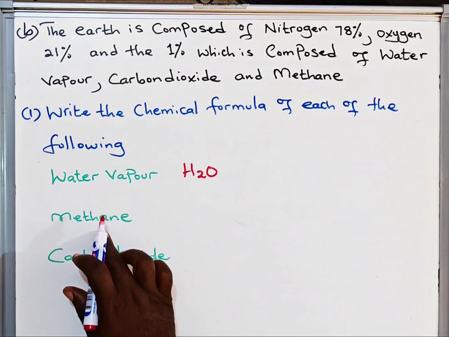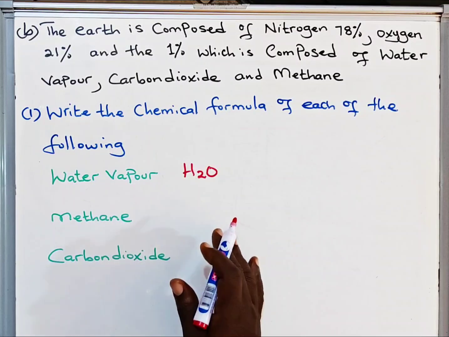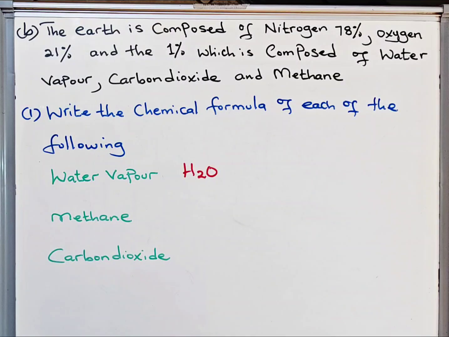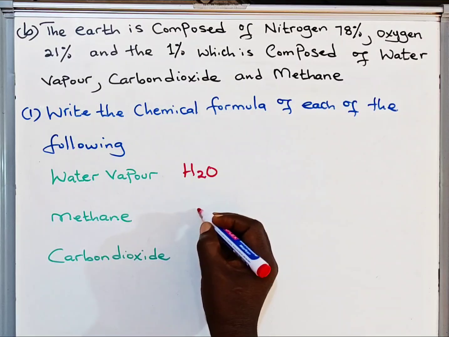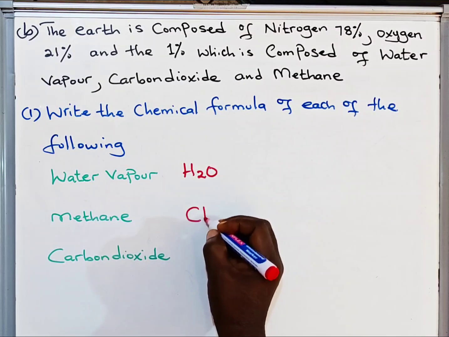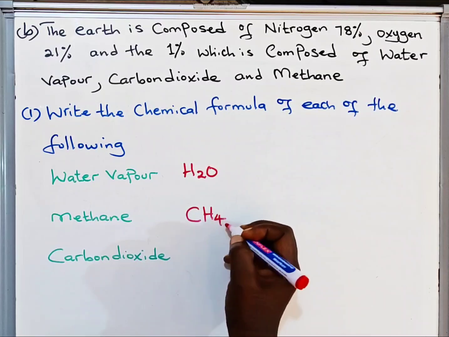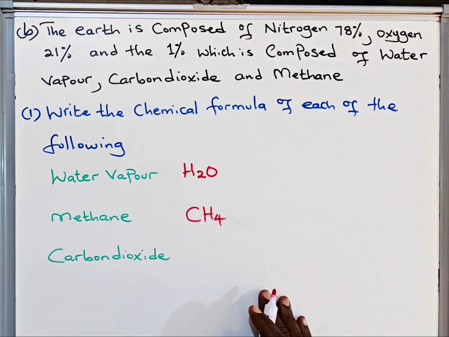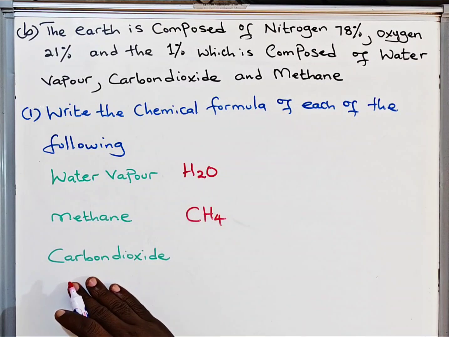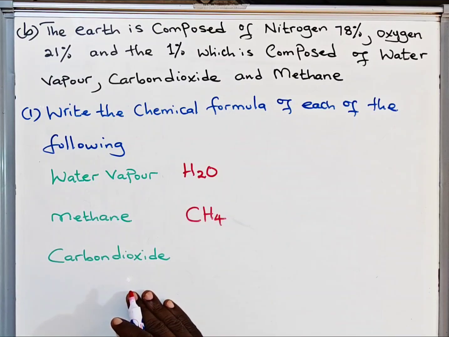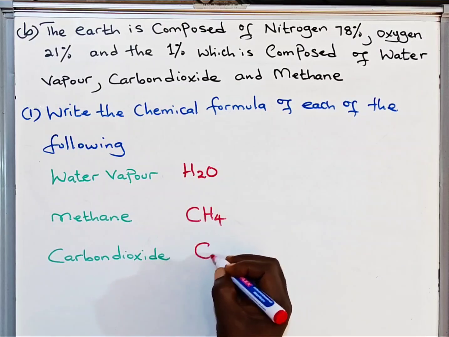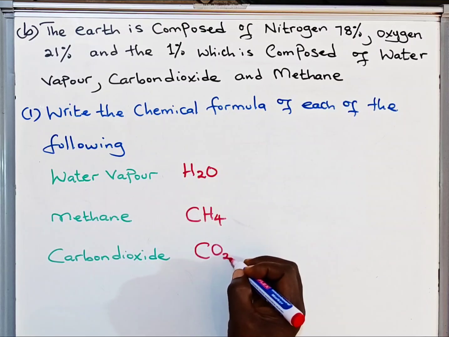Then the next one is methane. What is the chemical formula of methane? It is C, which is carbon, then H, hydrogen, which are 4, so CH4. Then we come to carbon dioxide. What is the chemical formula of carbon dioxide? It is CO2.